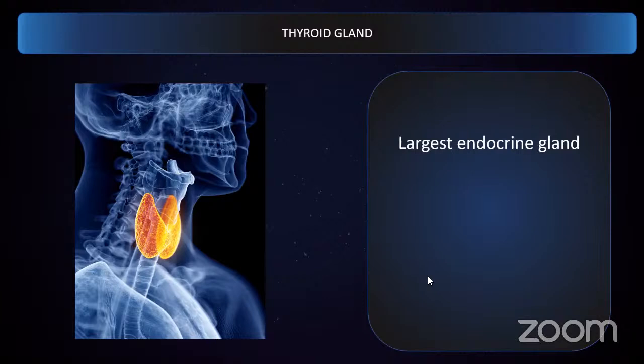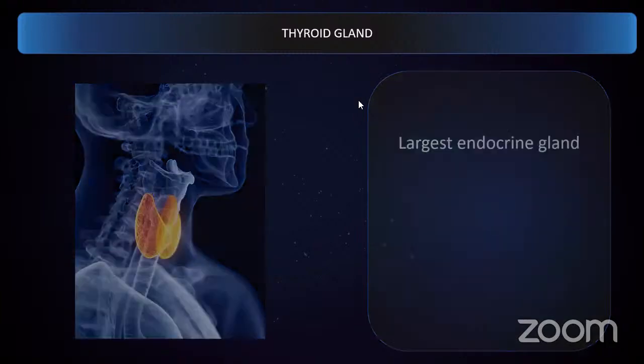Fine. So today we have to start with another endocrine gland, that is the thyroid gland. You would have heard about the terms hypothyroidism and hyperthyroidism, right? And you would have come across people having the symptoms of goiter also. When we talk about the thyroid gland, anatomically it is one of the largest endocrine glands that we have.